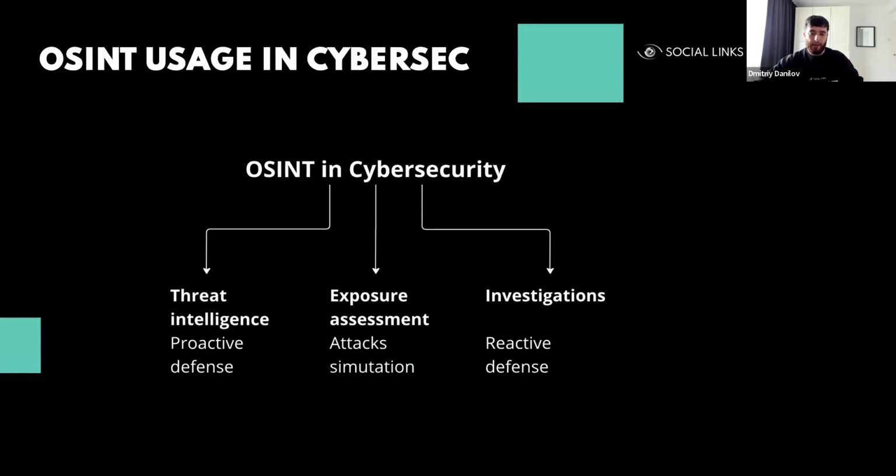The second is exposure assessment, the collective title of different activities like pen testing, asset management, patch and vulnerability management. At a high level, it's a part of understanding the perimeter of the organization. Initiators could have different intentions, but actors will conduct the same passive or active gathering of information. So we call this category attack simulation. The third category includes post-incident actions, digital forensics, incident response, and general investigation stuff. So we call it reactive defense.